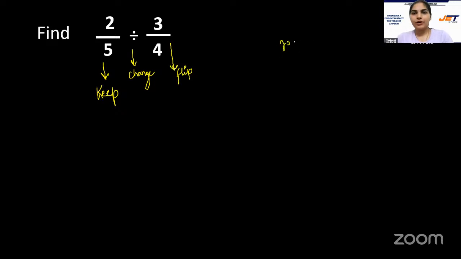So before we do the division, let me tell you what is reciprocal. Numerator is written on top, denominator at the bottom, right? When we do the reciprocal, numerator goes down, denominator goes up, means upside down. That is the reciprocal. Numerator goes down, denominator goes up.